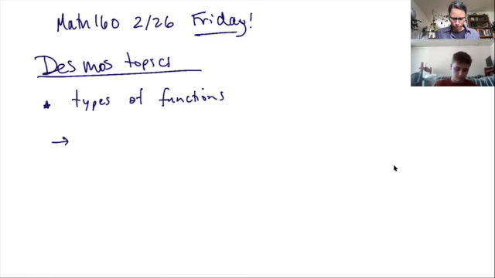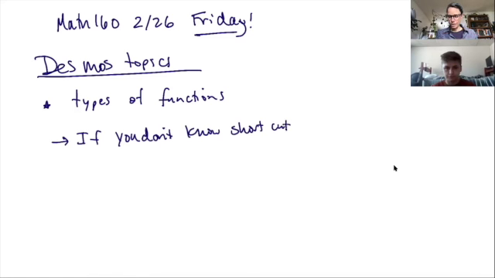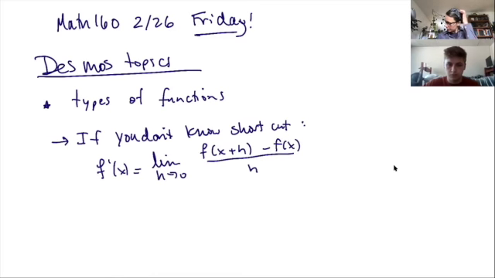If you don't know the shortcut, then you can always use the definition. So the side thing is, until we cover the type of function in the shortcut, we have to use the definition. We won't be able to do anything other than that.